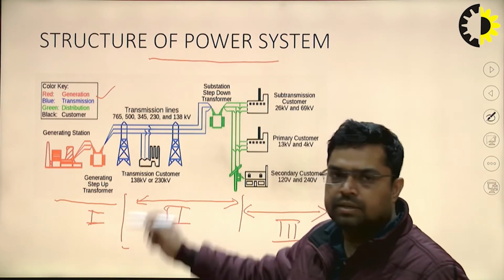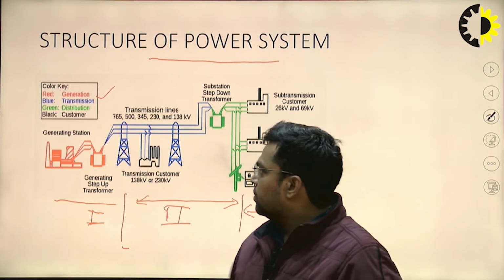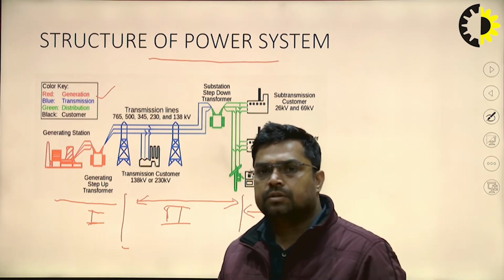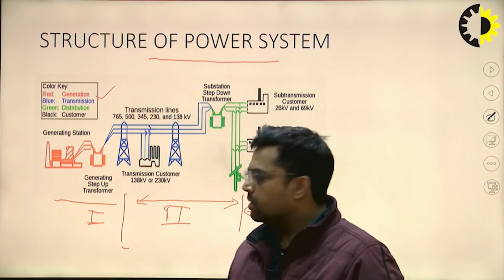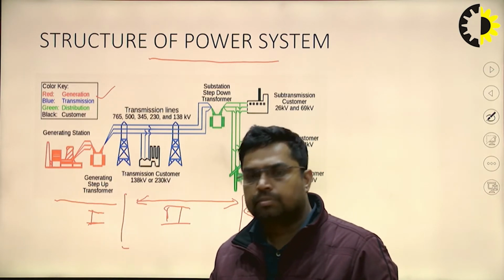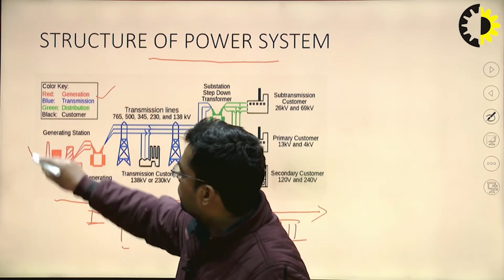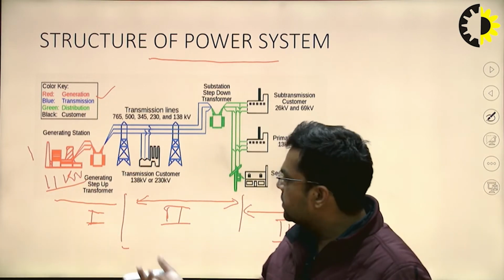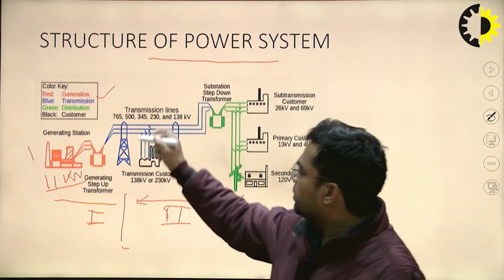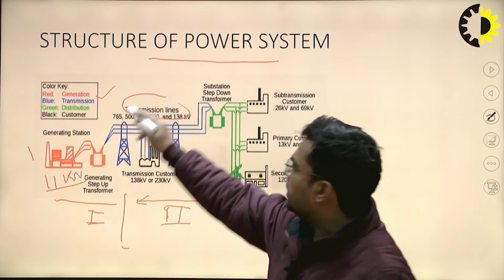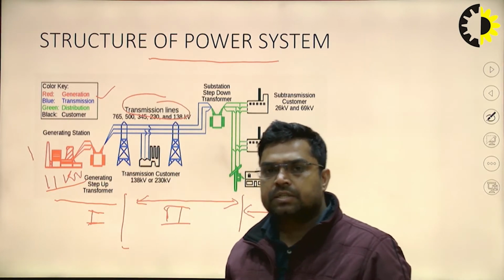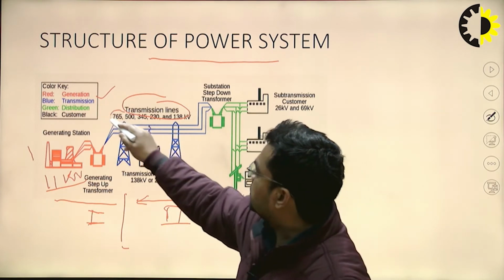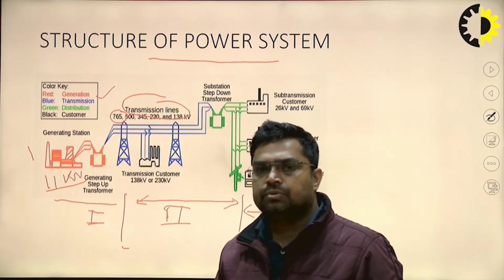Red color represents the generation side, blue color represents the transmission, and the green color represents the distribution side. If we talk about the voltage level, we always generate power at low voltage, in the range of 11 kV or less than that. The idea is that we generate power at the low voltage side, and on the second side, if we talk about the transmission side, we always transmit the power at higher voltage, in the range of 765 kV for very large consumers.